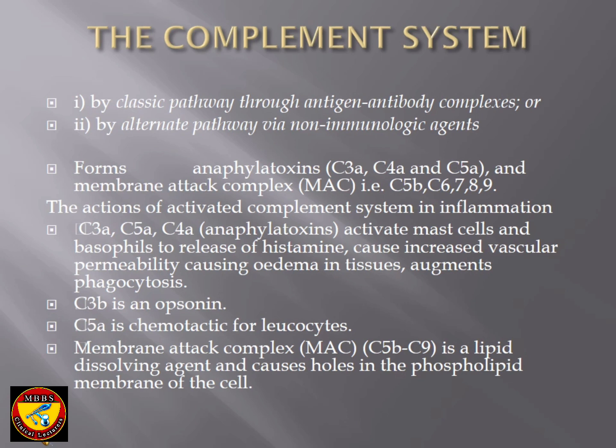Now, what are the different actions of these activated complement components in inflammation? C3a, C5a, and C4a, the anaphylatoxins, activate mast cells and basophils to release histamine and cause increased vascular permeability and edema in tissues. It also augments phagocytosis. C3b is an opsonin which covers the antigen to make it ready for phagocytosis. So this is called opsonization.